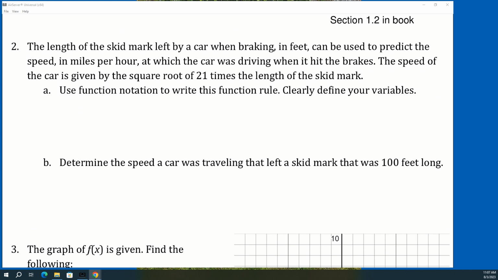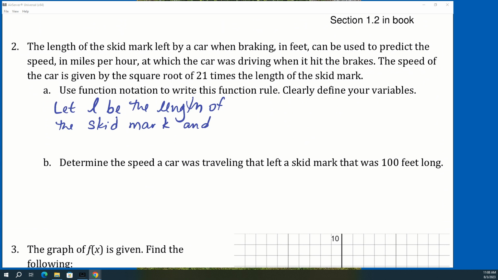So we're going to use function notation to write the rule, and we are going to define our variables. So I'm going to let L be the length of the skid mark. And since it is a speed, I'm going to let S of L be the estimated speed of the car.